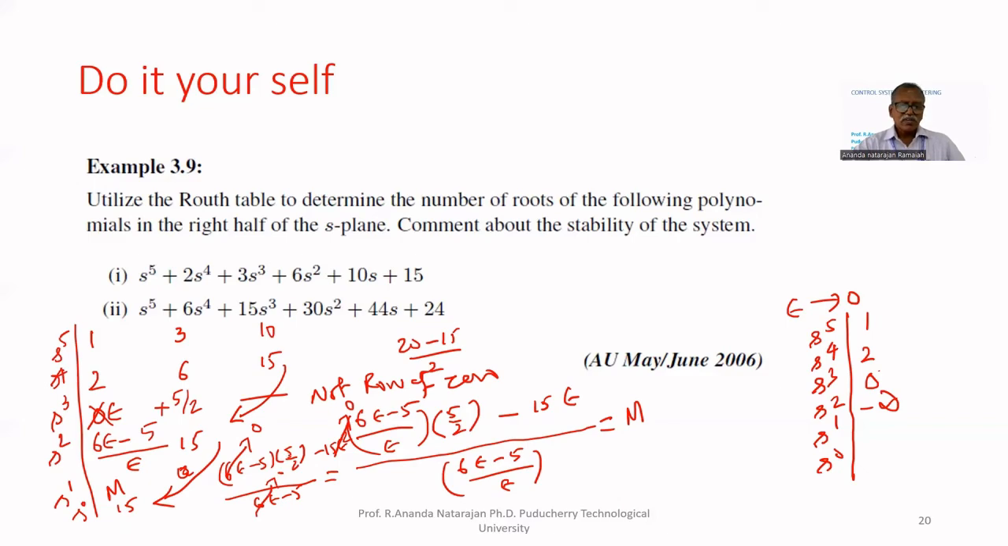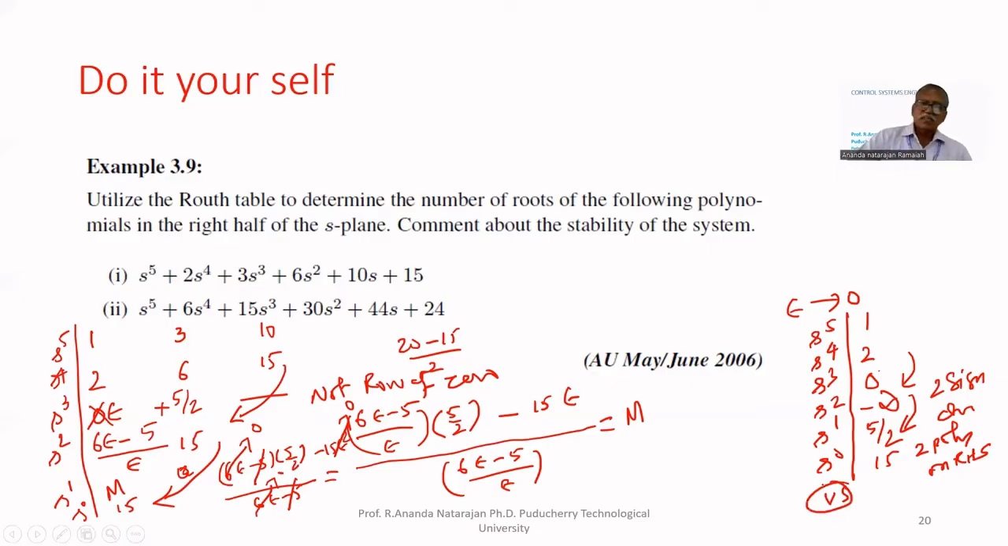Minus 5, 25 by 2. This 5, this 5 also getting cancelled. Therefore, plus 5 by 2. S power 0 is 15. So, how many sign changes? Only 2 sign changes. Therefore, 2 poles on the right hand side. Comment on the stability: unstable system. If it is asked in the examination, that's all. No need to find the number of poles on the right hand side, left hand side, imaginary axis.